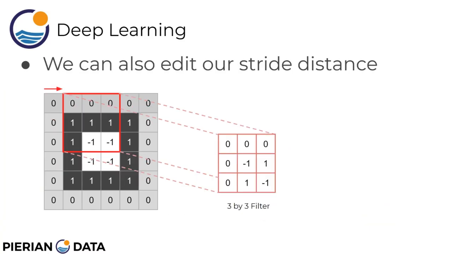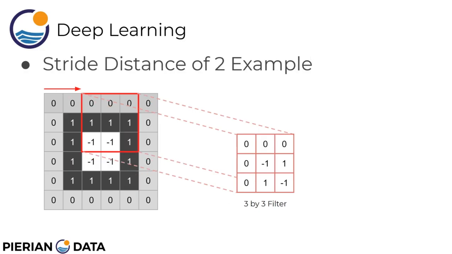Now, as I mentioned, we're eventually going to do this across the entire image. So we're essentially going to stride across the image. Now, something we can edit is our stride distance. So by default, we have to at least stride 1 pixel over, but what we could do is have a stride distance that's larger. Maybe we could stride over by 2 pixels. And that's something we can edit in our convolutional neural networks as well.